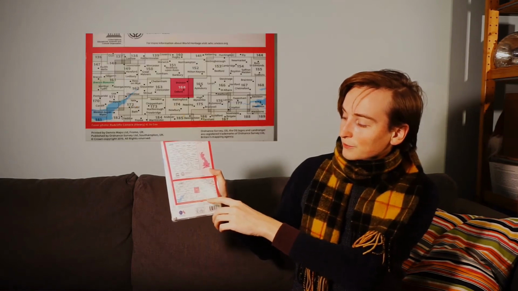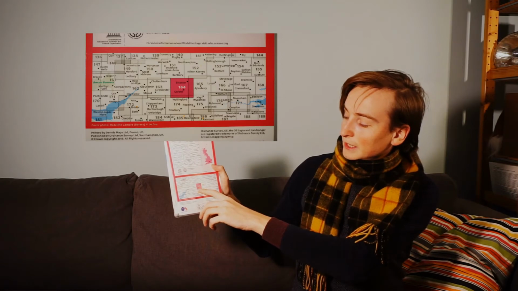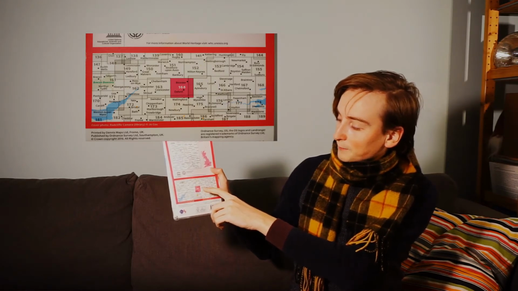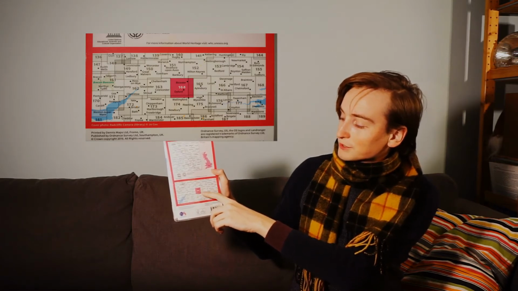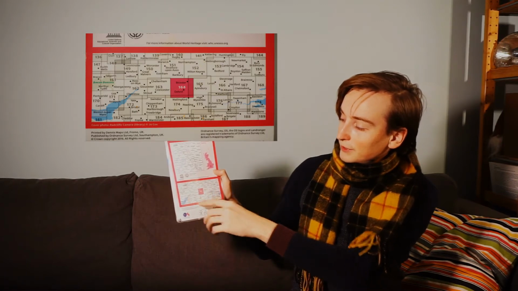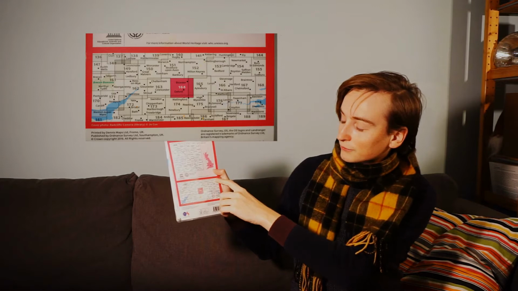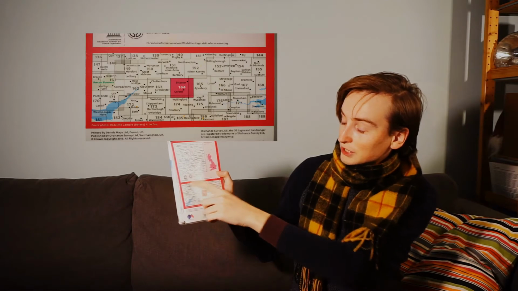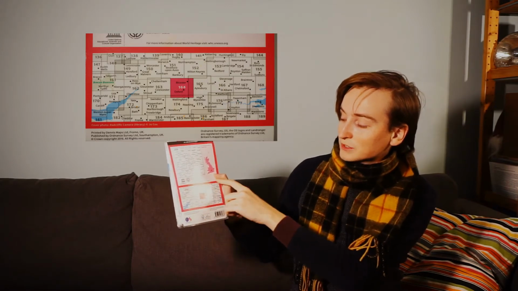So on the back here, we have all the adjacent maps. For example, we are here at 164, and to the left of us is 163, 162. To the right of us, we have 165, 166. 164 and 165 are overlapping, so parts of this map will be available on both maps. Generally, the way these are numbered is from the north of the UK, going south, and for each line we have west to east.